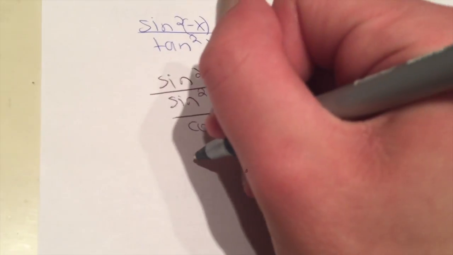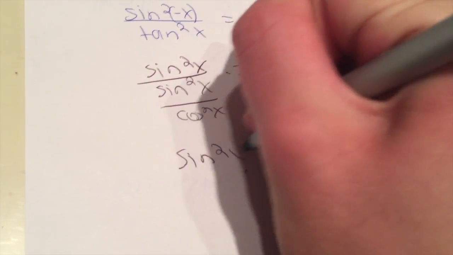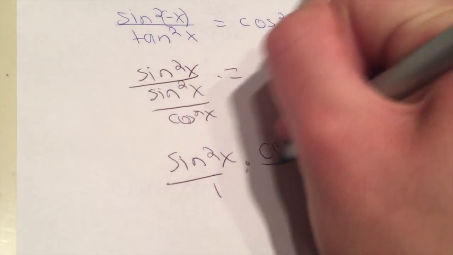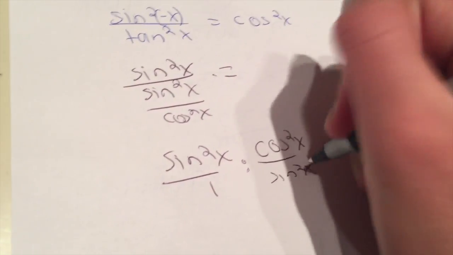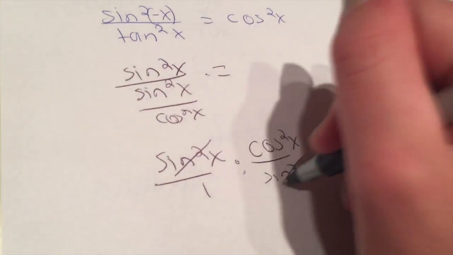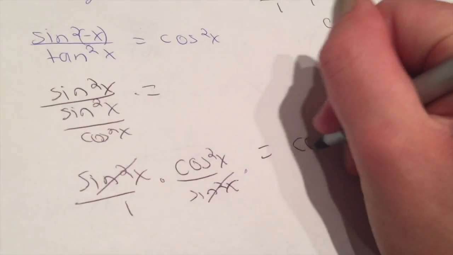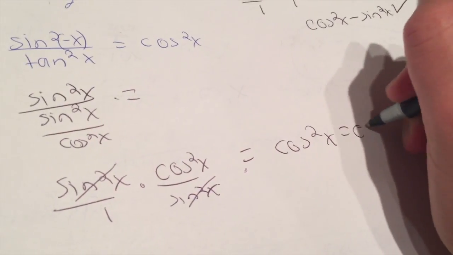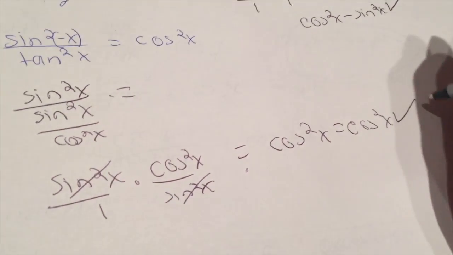And we're going to use keep change flip once again. So sine squared x over 1 times cosine squared x over sine squared x. And we're going to cancel out these. And we're going to be left with cosine squared x equals cosine squared x, which is true.